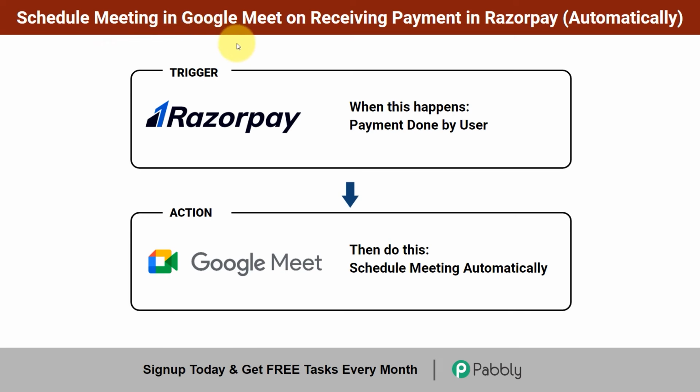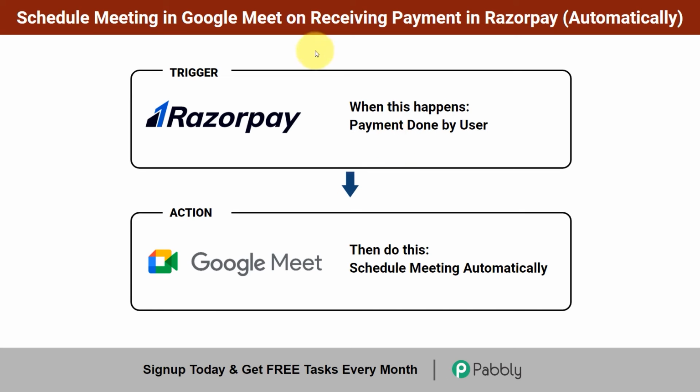How to schedule a meeting in Google Meet on receiving payment in Razorpay automatically. This video is very useful for all the people who are taking online appointments, because here I am going to tell you that whenever the payment is done by a user via Razorpay Payment Gateway, how you can automatically schedule a meeting in Google Meet for the same person who has just made a payment without doing anything manually. Yes, it is possible.